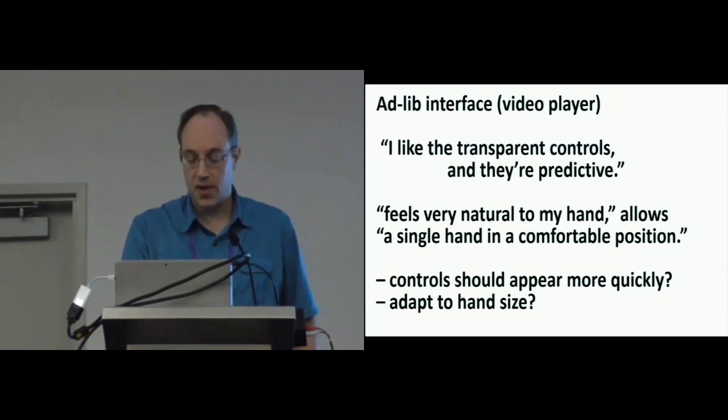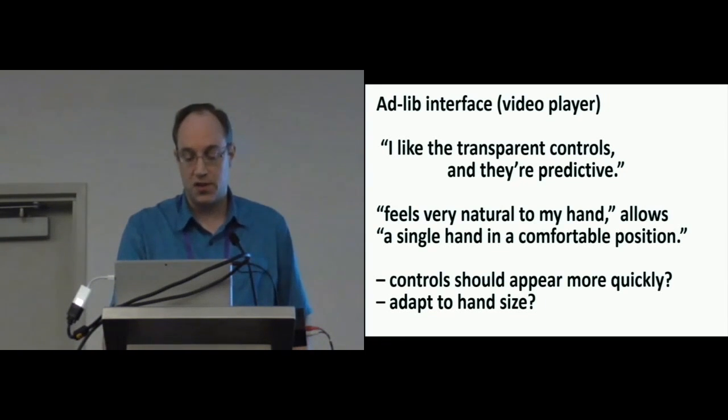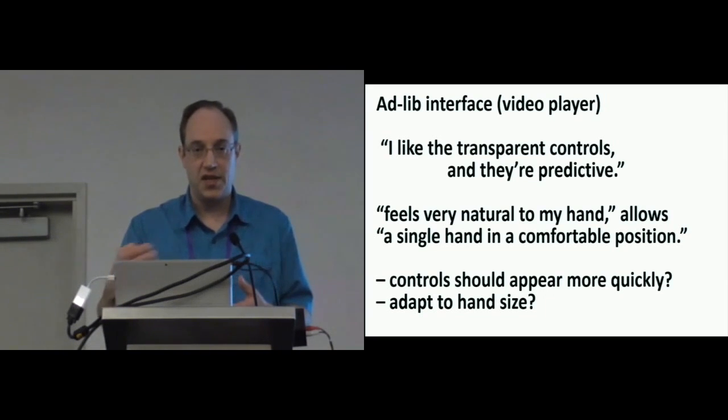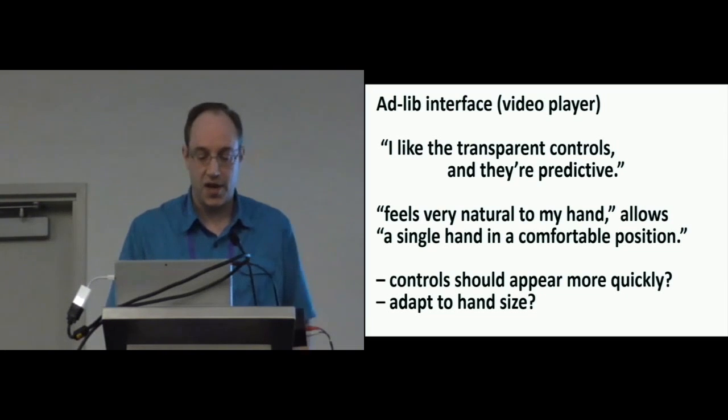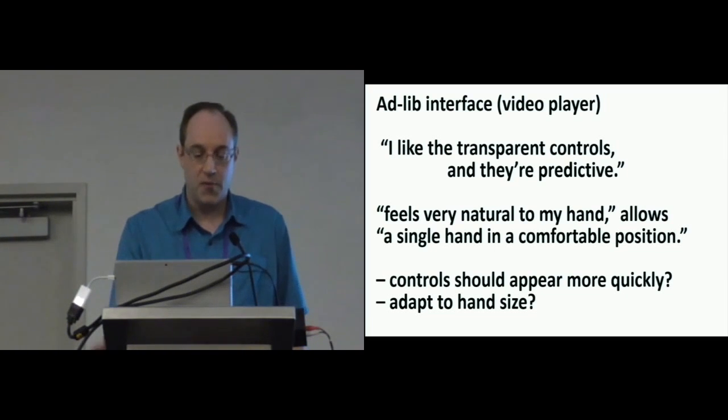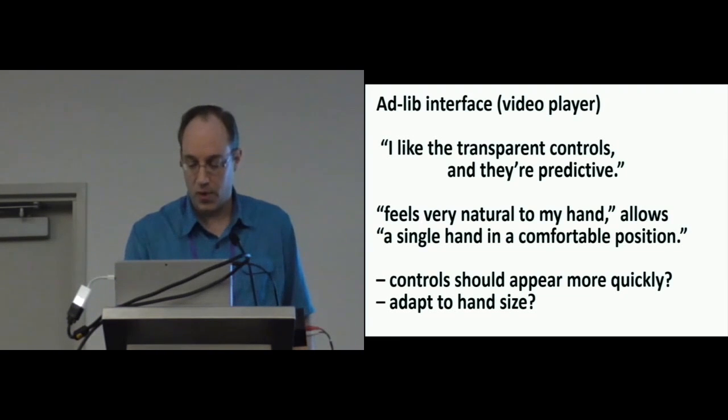We did get some other comments, like some people felt that the controls should perhaps appear a bit more quickly. We also had one user that had fairly large hands, and when he reached onto the screen one-handed, he tended to land more towards the center, and the controls appear at this default position near the edge. So potentially you could attempt to adapt to the hand size, but that might require a more precise prediction of where you actually expect the user to land than we're currently generating.